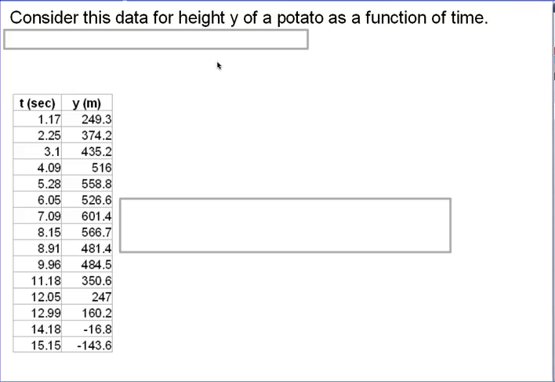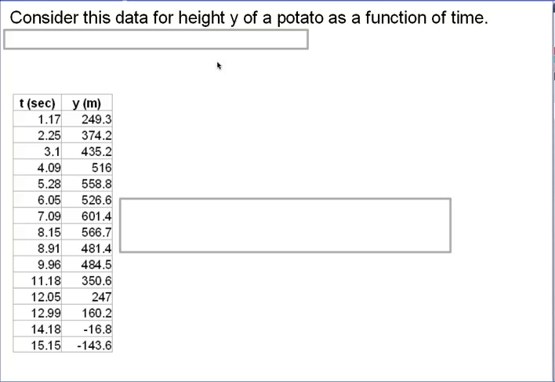Consider this data for the height y of a potato shot out of a potato cannon as a function of time. This is simulated data, but I think it's going to work. I haven't done this yet. I think this will work great. So we've got some kind of laser pointing at it that's giving us back data as a function of time. For given time intervals after we start the stopwatch, we've got pretty good estimates of the height in meters.